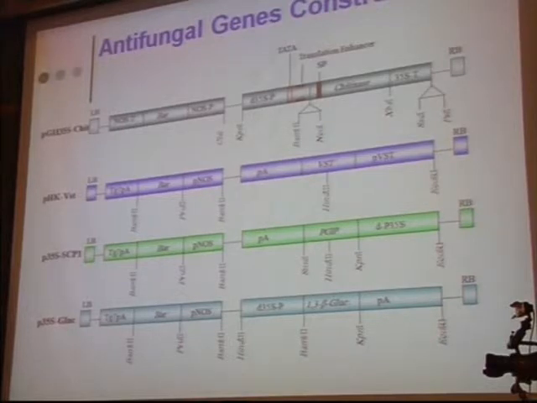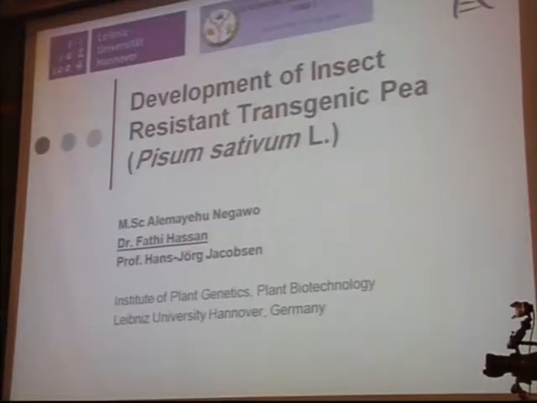Here are examples of the 4 genes which we are mainly working on: chitinases from Streptomyces, BST from grape, BJ from kiwi, glucanase from barley. As I told you, now we have clones containing all 4 genes. Unfortunately, we couldn't test these plants in Hanover, and we had to send these seeds to Canada to make a field trial there. Now I will come to the topic of my presentation, development of insect-resistant transgenic pea.